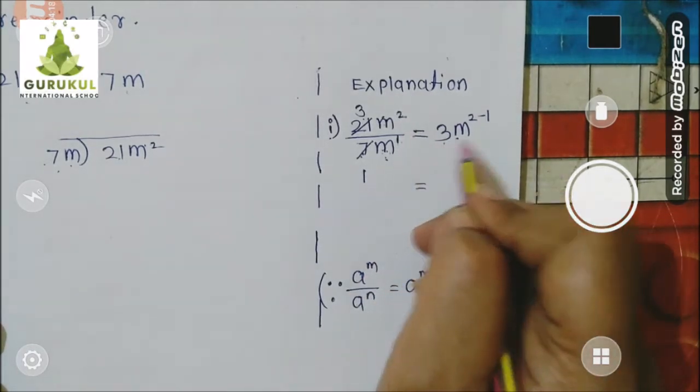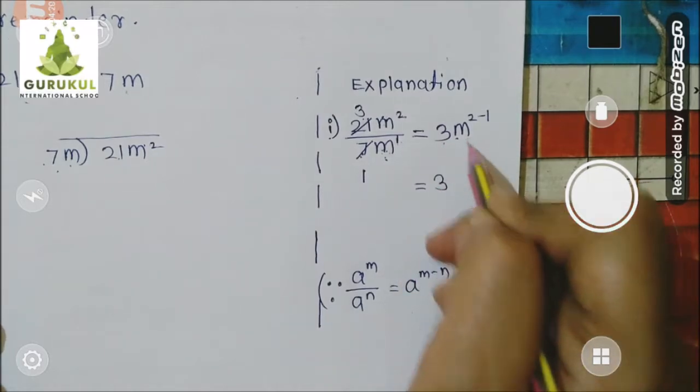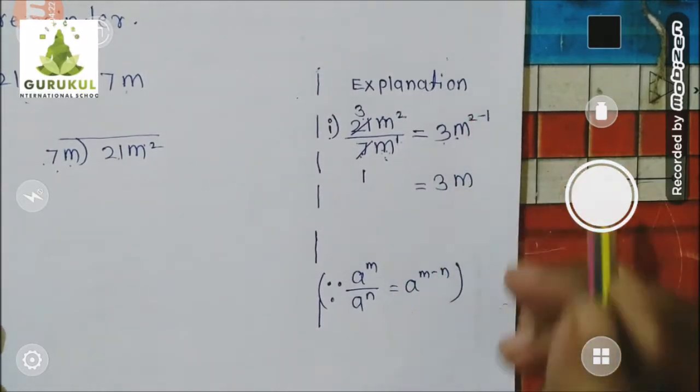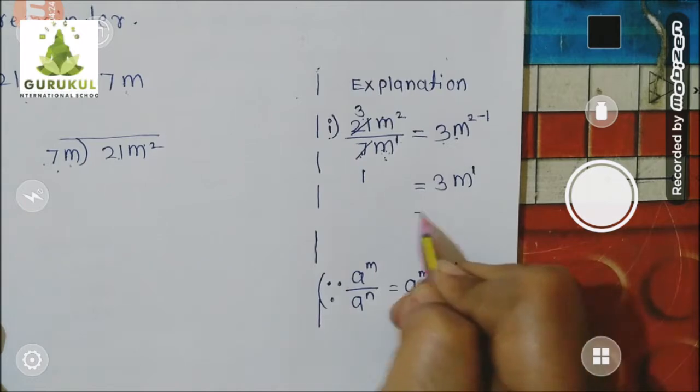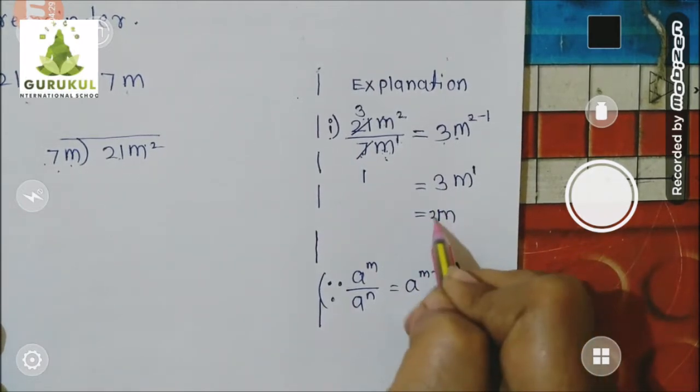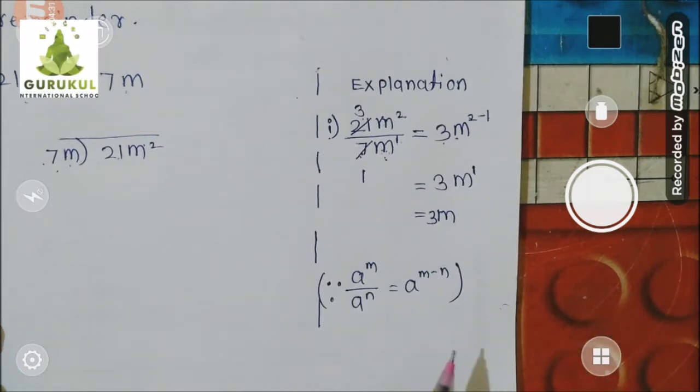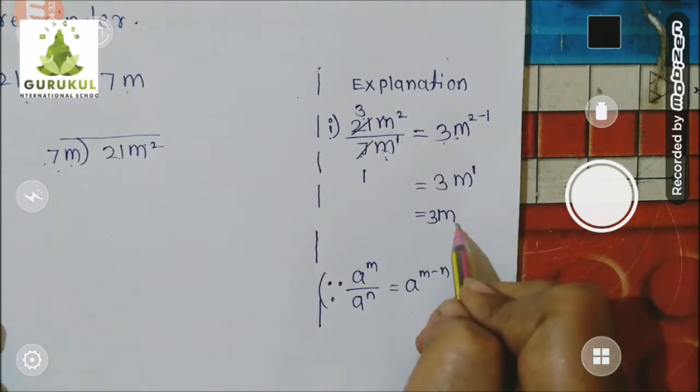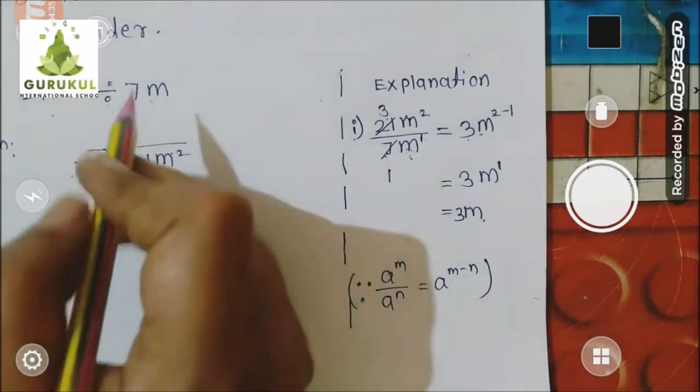Okay. Now let's solve this. 3 keep it as it is. m raised to 2 minus 1, 1. Indirectly 3 into m raised to 1 means it is nothing but only 3m. Understood? Now this is your quotient which you are going to write over here.